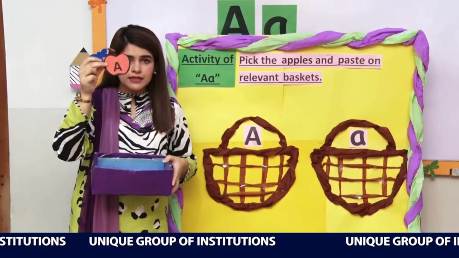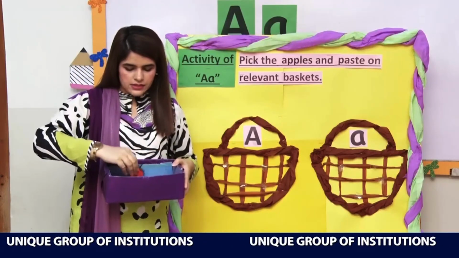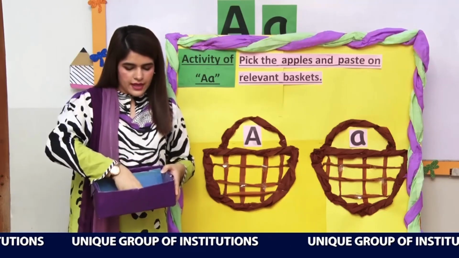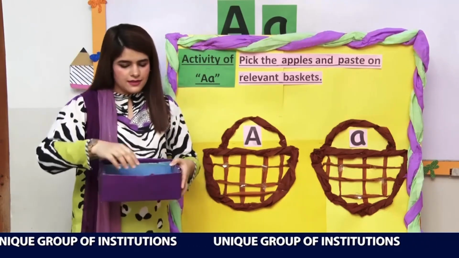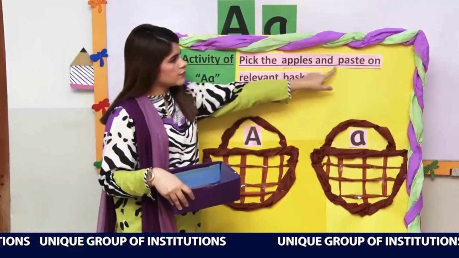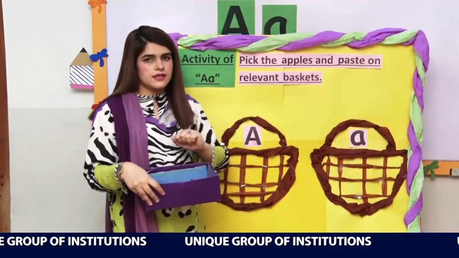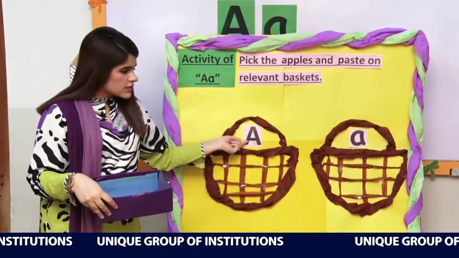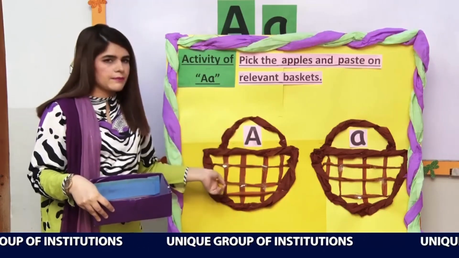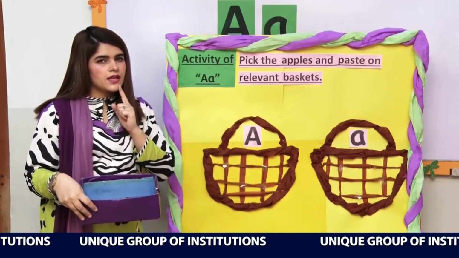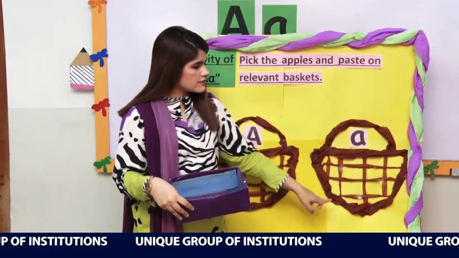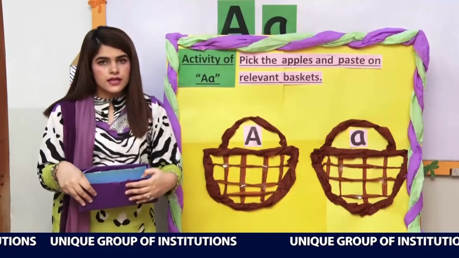This is capital A, and then we have another apple in which we have written small a. So we have so many apples here. So guess what we have to do? We have to pick the apples and paste them on the relevant basket. Relevant means the basket where that letter is written. In the capital A basket we will paste the apples on which capital A is written, and in the small a basket we will paste the ones on which small a is written.